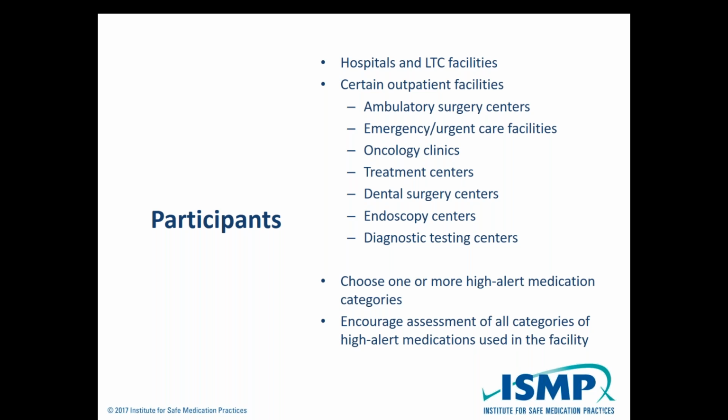So again, as Alan mentioned, facilities really can choose which sections are applicable to them and those that they would like to complete. All facilities will need to complete the general section, but then facilities can choose one or up to all 11 of the high alert medication categories. We do encourage facilities, though, to complete as many of the categories that are applicable to their location site as they can.